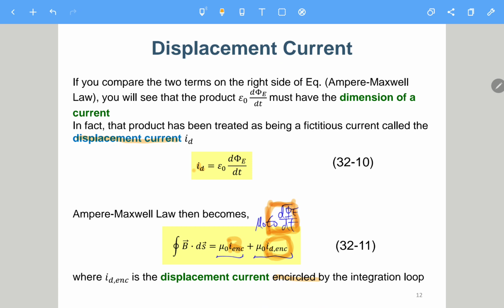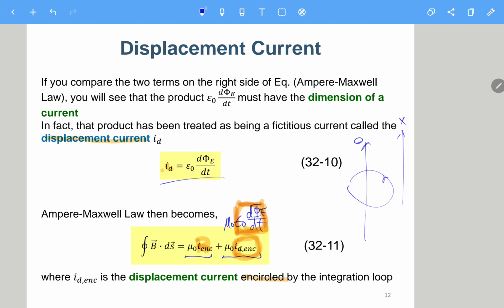You can consider it like this: originally, if there is a current enclosed by a loop, then it will count. If the current is going outside, then for this loop, it won't count. This one won't count, this one will count. Similarly for the displacement current. So this is a definition.